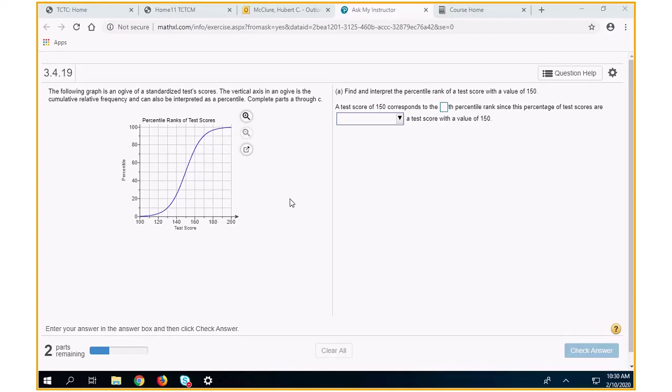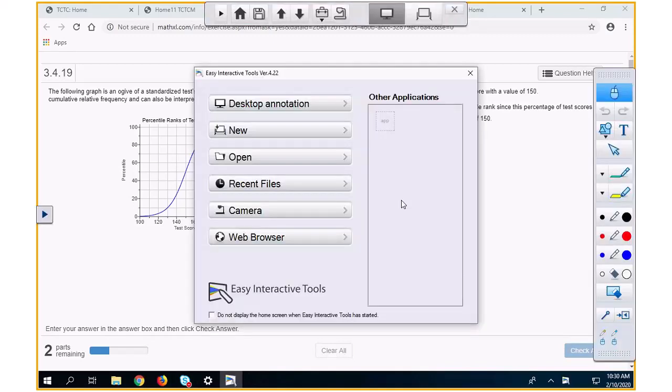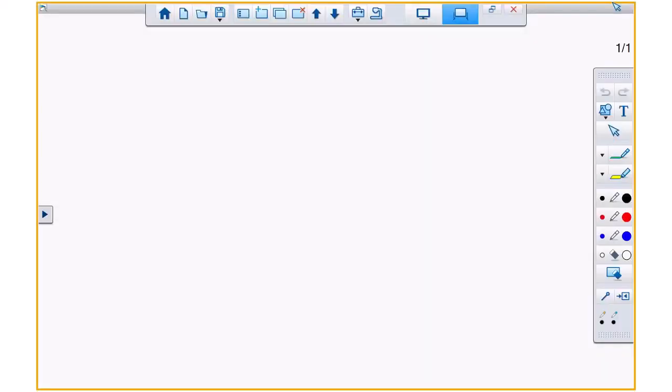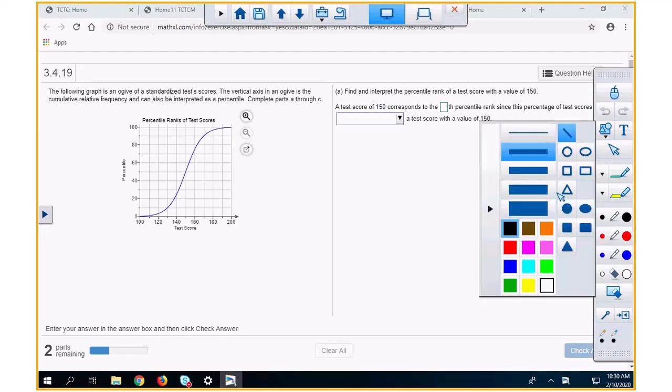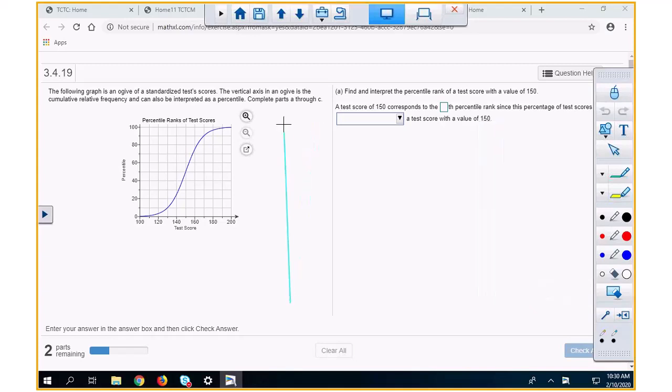whiteboard, and we're going to get a straight line, and I'm going to make it thin, make it blue, and there's my straight line. Now I just got to make it straight, and now we're going to move it. They want 150. 150 is going to be right about there.